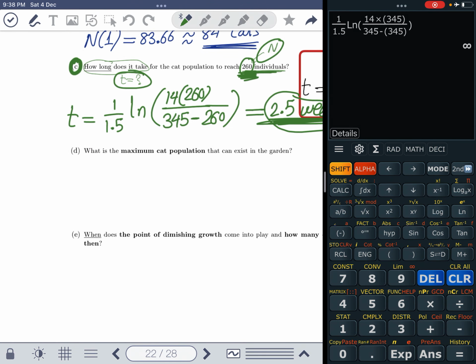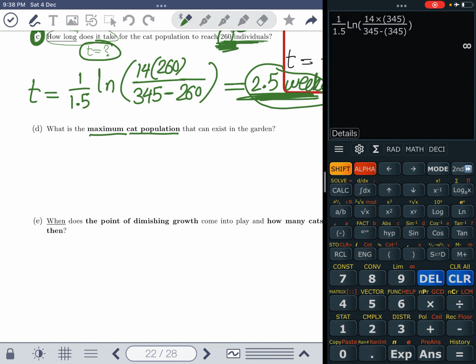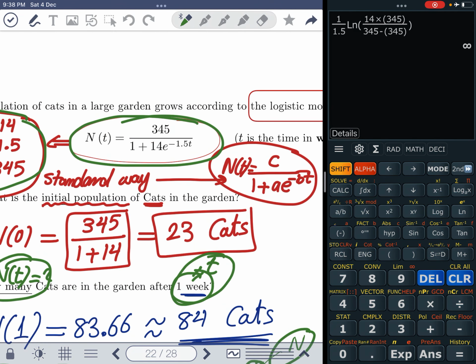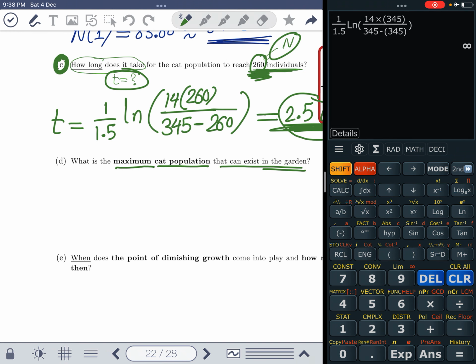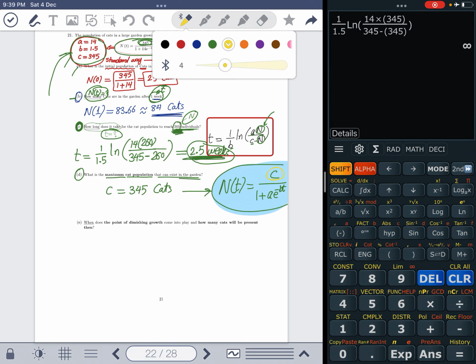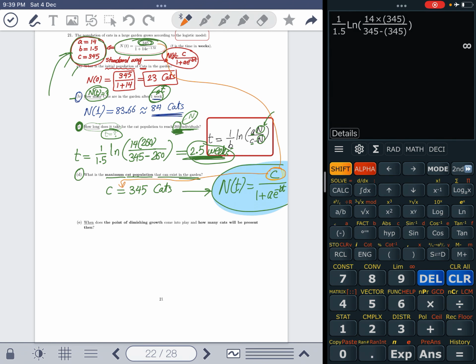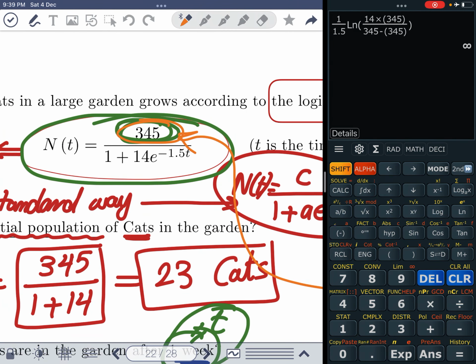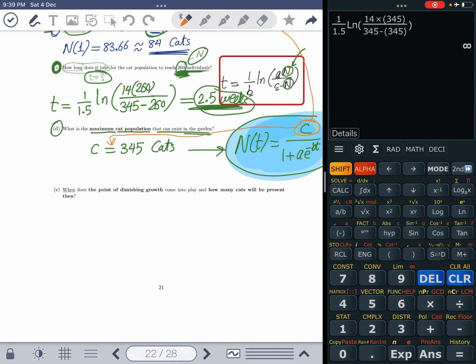Nice to know this. And what is the maximum cat population that can exist in the garden? Immediately 345 from the formula. You say it's C equals 345 cats, where this C is the one that you get from the function. N of t is C over 1 plus a e to the minus bt. The C is the one that I have in this formula. This is the C that you write here, and we saw in our example it is 345. Good. That's the maximum number of cats that can be in the garden.